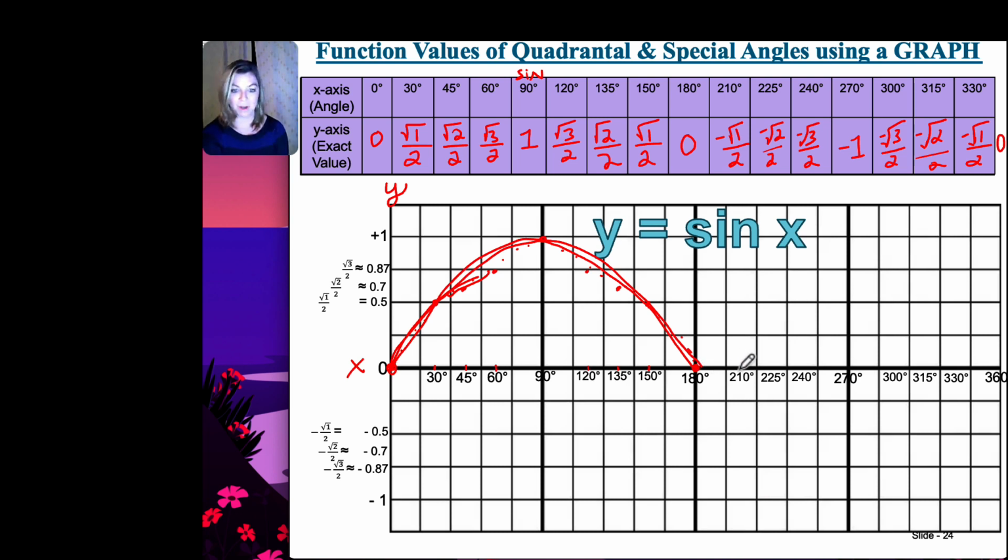At the angle 210 degrees, we drop down to a value of -1/2. At the angle 225 degrees, we drop down to approximately -0.7. 240 is at approximately -0.87. 270 gets to the minimum of -1.